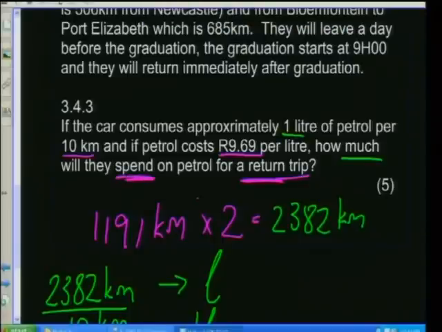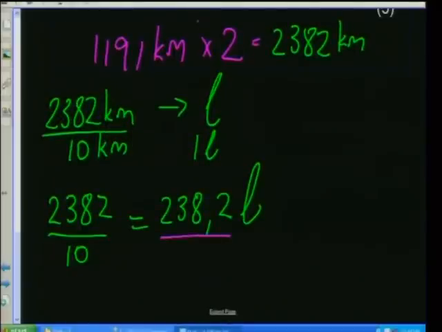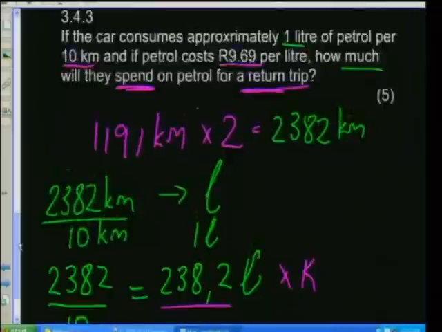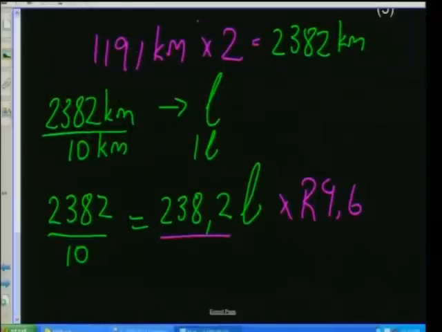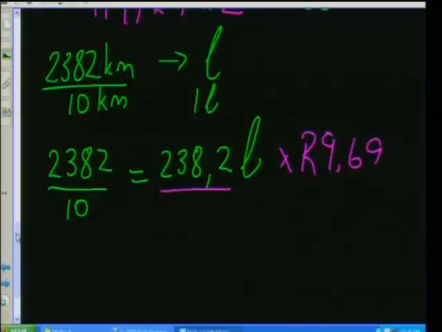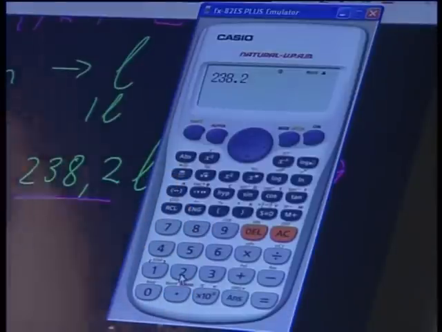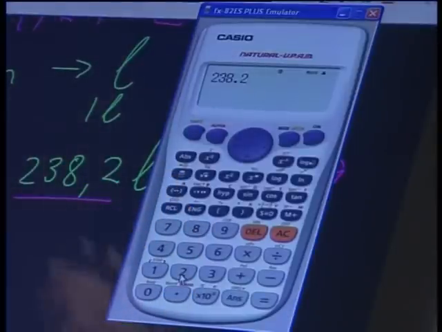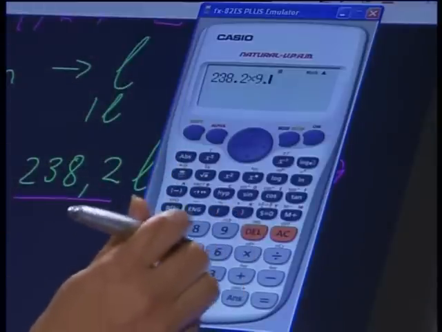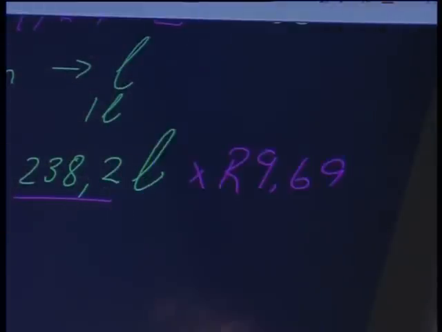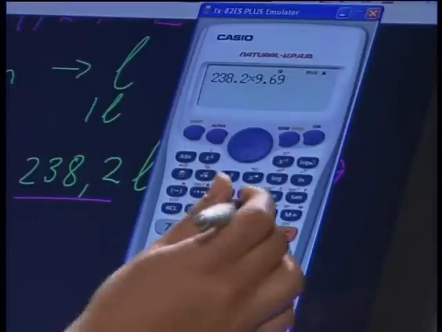So I'm going to go back to working out my liters and now times that by the cost per liter, which was R9.69. Times by R9.69, and that'll give me how much they spend for a return trip. So we've got 238.2 10-kilometer portions in our calculations. For each one of those, we use 1 liter of petrol. So we're going to times it by our price of petrol. Was it 9.69? That was wonderful when petrol was still 9.69.